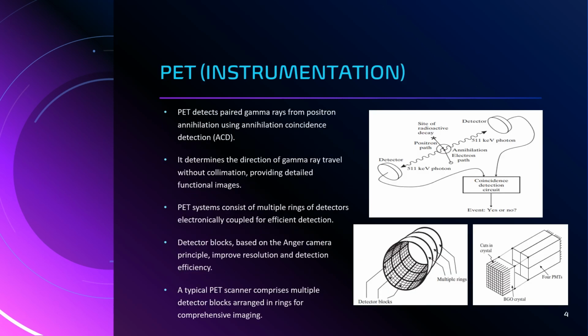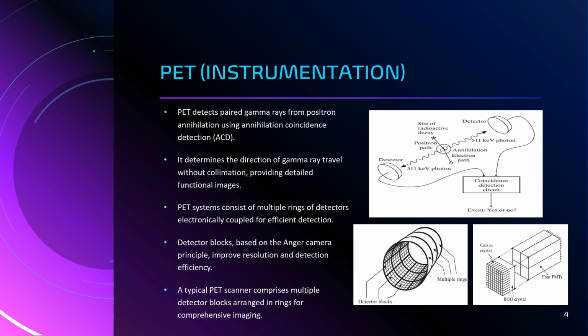The third and the last one is PET. PET is basically positron emission tomography. It detects paired gamma rays produced by positron annihilation using annihilation coincidence detection, known as ACD, as can be seen in the topmost diagram. It determines the direction of gamma ray travel without collimation, as it uses ACD for detection.